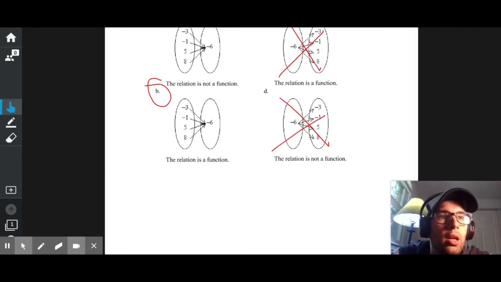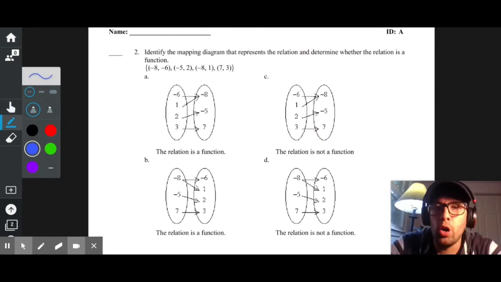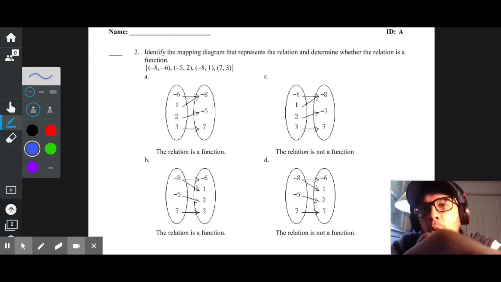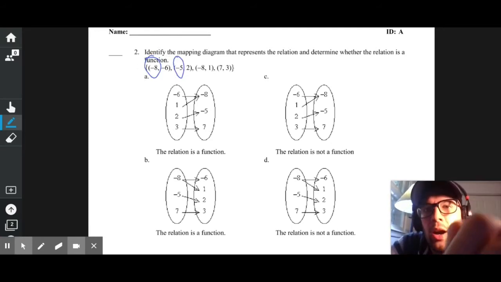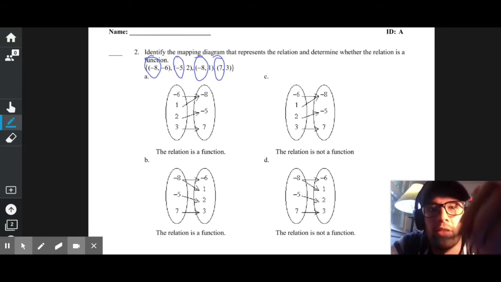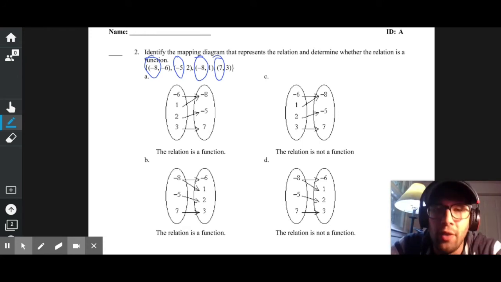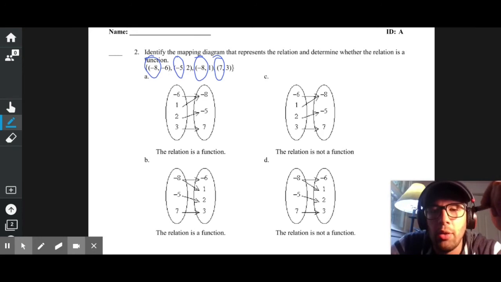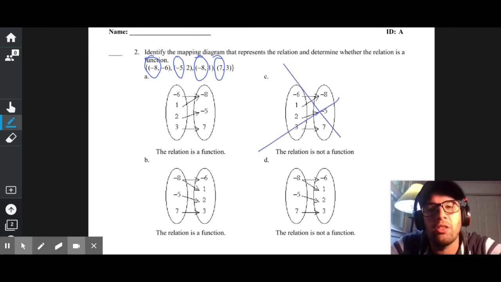Is that it for page 1? Ooh, page 1 done. Page numero dos. Looks like I have the same type of problem as I do for page numero 1. I have negative 8 on the left, negative 5, negative 8 again, and 7. So I have negative 8, negative 5, negative 8. I'm not going to repeat negative 8 again. And then 7. So that's not going to be u, and that's not going to be u. It goes to negative 6, it goes to 2, it goes to 1, and it goes to 3.